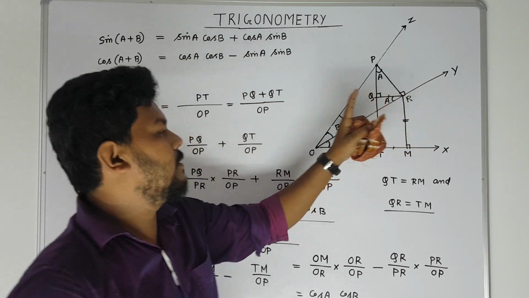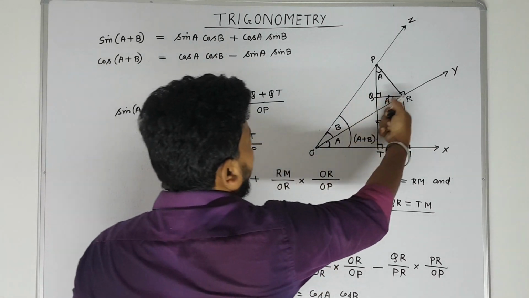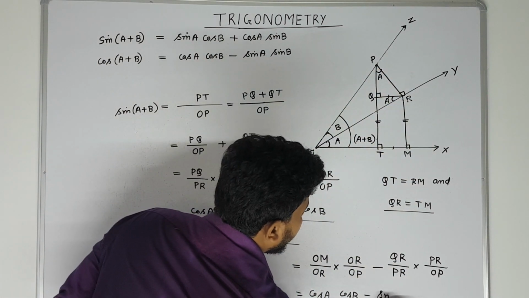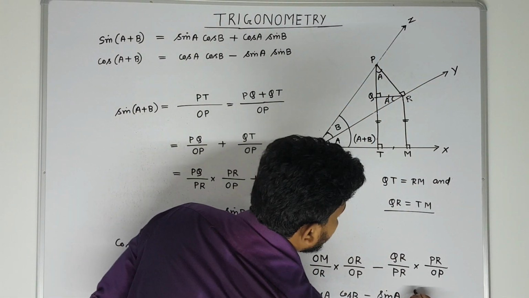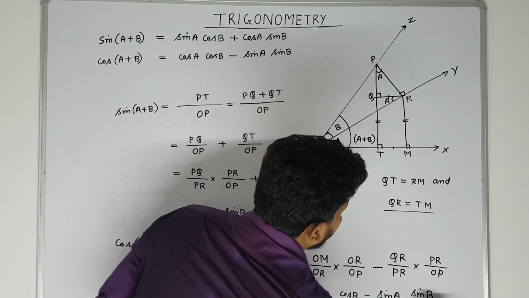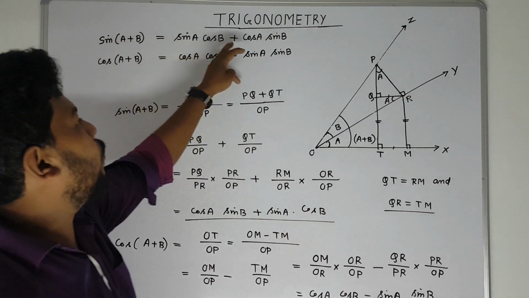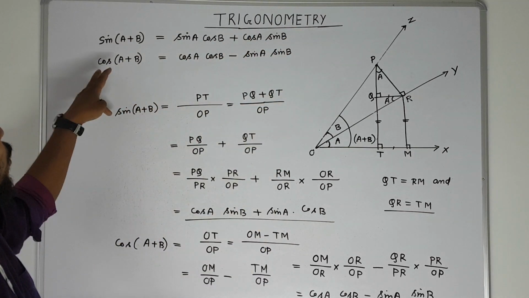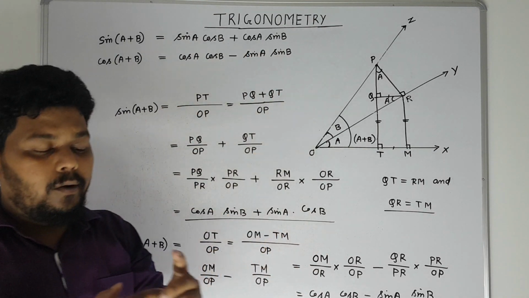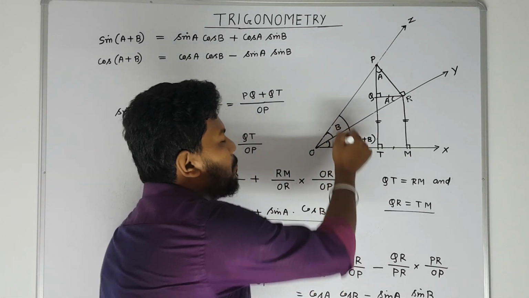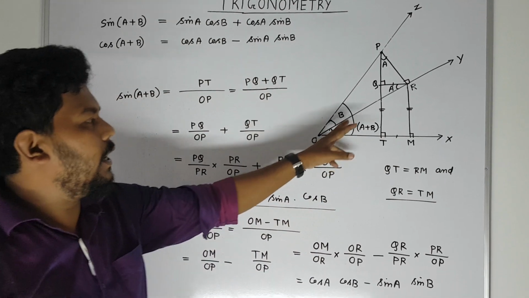Angle R is right angled. Okay, this is B, this is your base, this is your hypotenuse, and QR by PR is equal to sine A, and PR by OP is equal to sine B. So I have proved the formulae of sine A plus B is equal to sine A cos B plus cos A sine B, and cos A plus B is equal to cos A cos B minus sine A sine B. At first, by mistake, I had taken alpha and beta as the angles, but I have corrected. Now the angles are A and B.